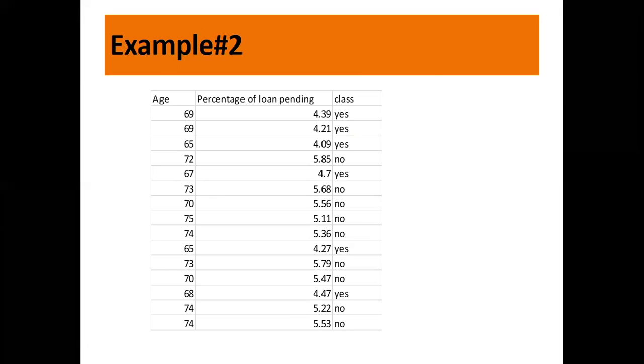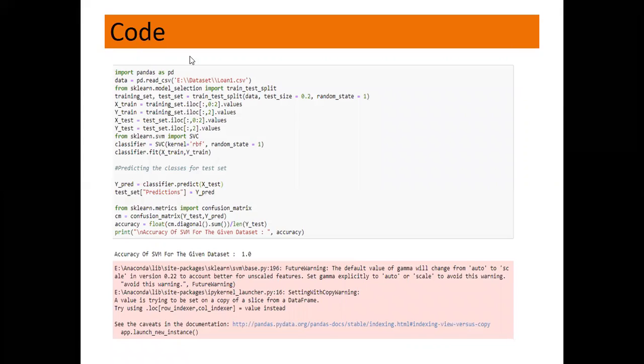Okay. Now let us see, using this data set, the same commands we are using to train. The only difference is that instead of loan, here it has the loan1.csv data. Rest of all the commands are the same. And when you check for the accuracy, you get the accuracy as 1.0, that is 100% accurate. So it has accurately classified the data set.